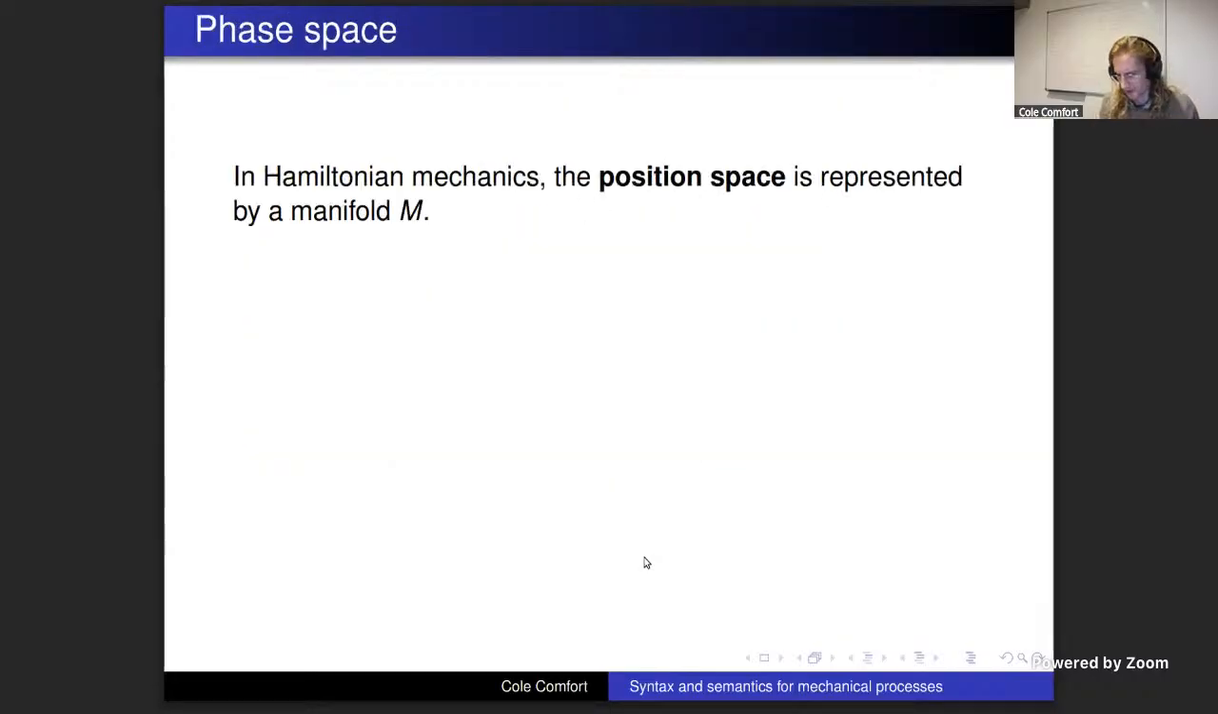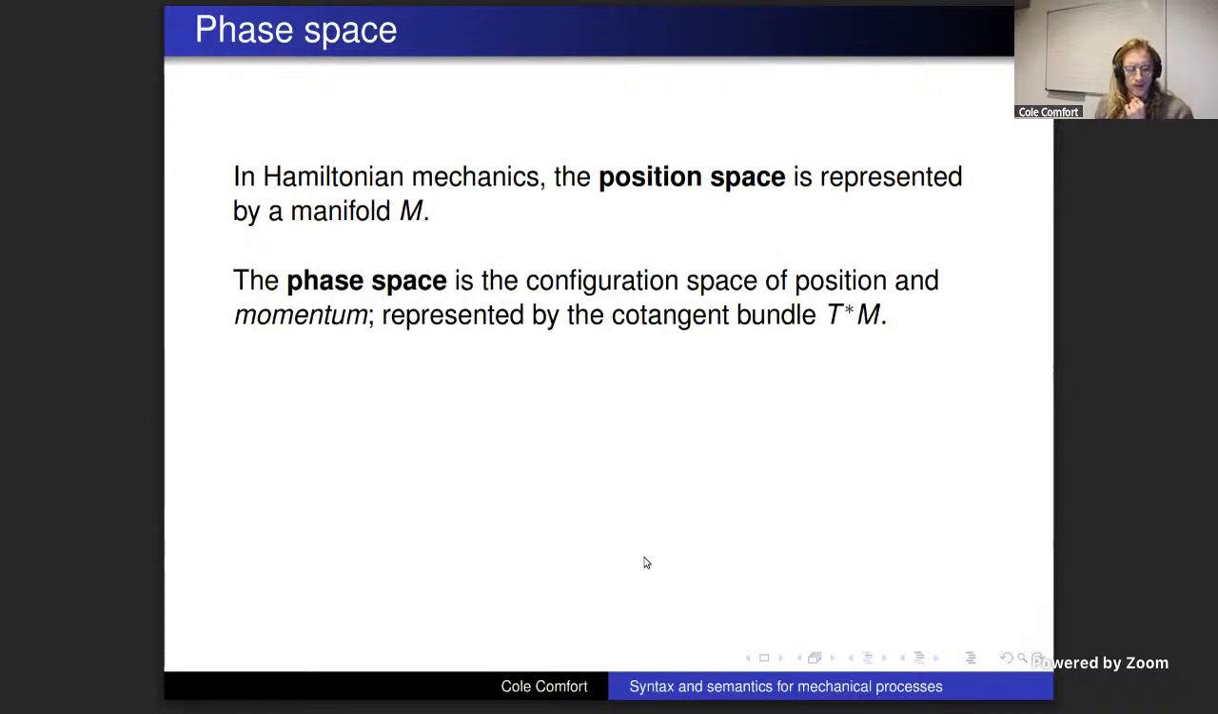So to do this, I'm going to introduce Hamiltonian mechanics very, very briefly. So in Hamiltonian mechanics, generally, the space of positions is represented by a manifold, usually over the real numbers. So position is not really enough to do a lot of physics. So in Hamiltonian mechanics, you work with phase space. So you take your manifold and then you take the cotangent bundle.